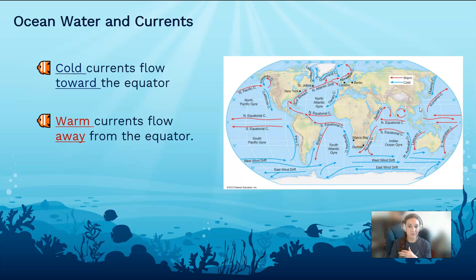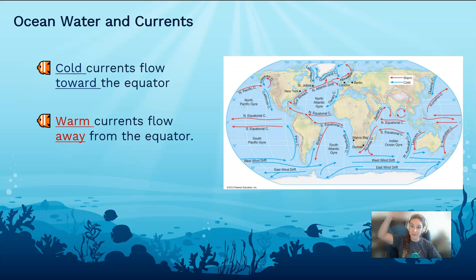And then the warm currents are flowing away from the equator. So they're going to go south in the southern hemisphere. They're going to go north in the northern hemisphere. And that makes sense, right? Warm things are at the equator where the sun hits our earth most directly, right? And then cold things are at the poles.